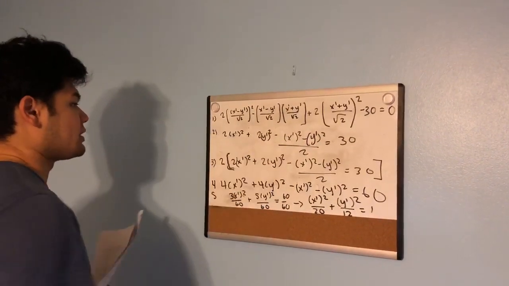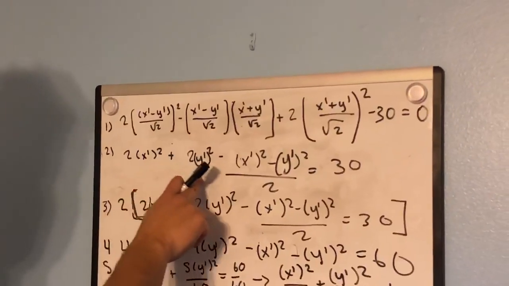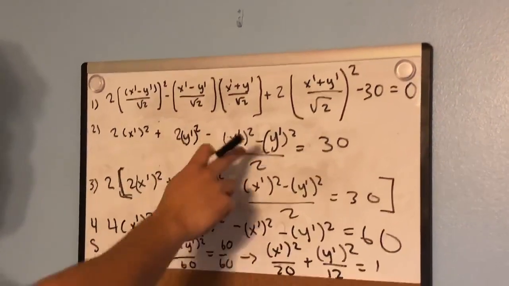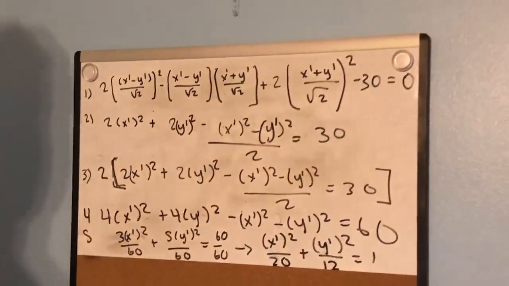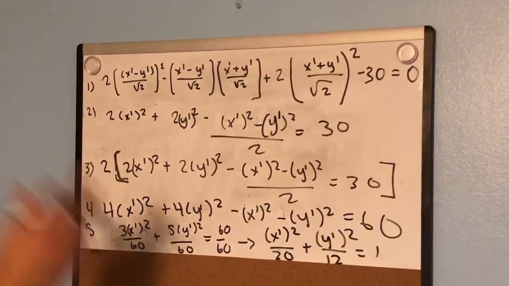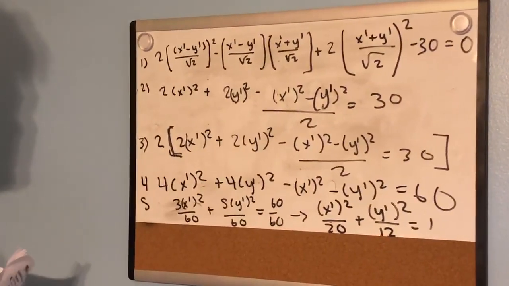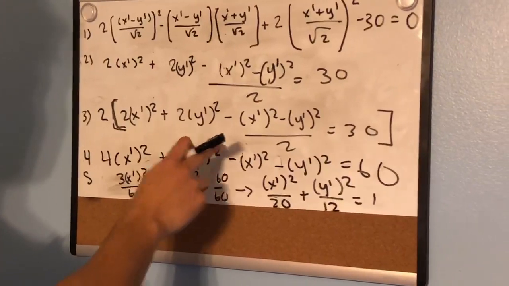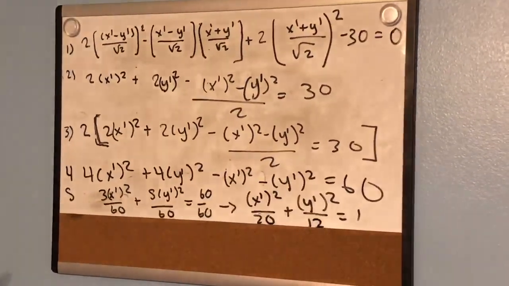After foiling it and combining like terms, you should end up with 2x prime squared plus 2y prime squared minus x prime squared minus y prime squared all over 2 equals 30. Now to get rid of that 2, we multiply everything by 2. So once we do that, we should end up with 4x prime squared plus 4y prime squared minus x prime squared minus y prime squared equals 60.